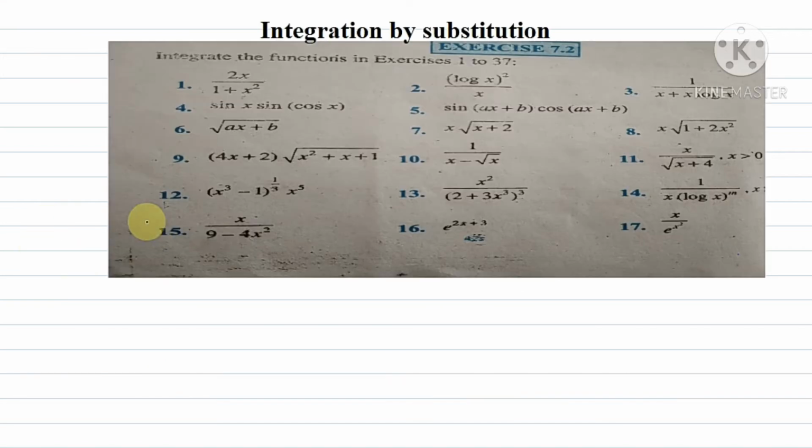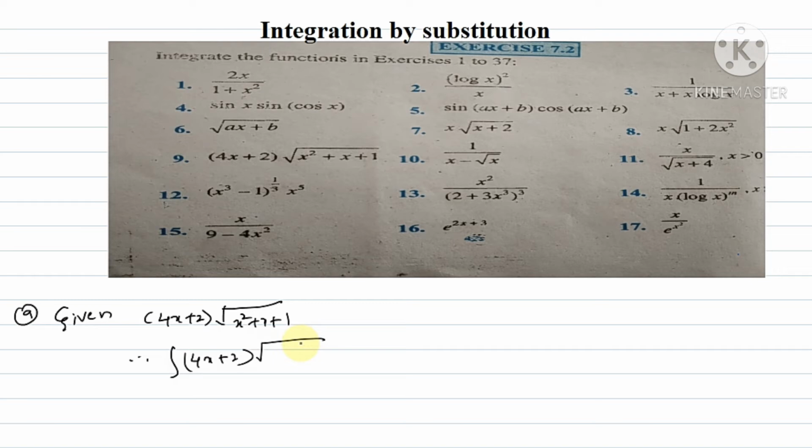Now I will do the 9th question. What is given in the 9th question? We have to find out the integration of (4x plus 2) into square root of (x square plus x plus 1) dx.